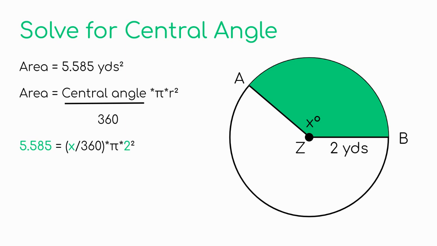5.585. I know the central angle is x, and I know my radius is 2. So this time we're going to combine everything outside the parentheses. So I'm going to do pi times 2 squared. I'm going to get 12.566.